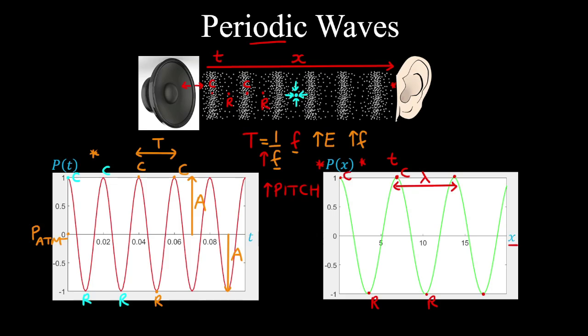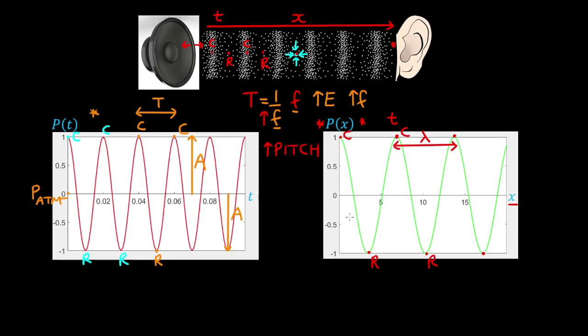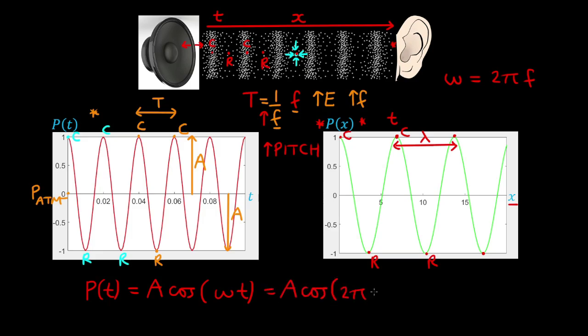Now a sinusoidal wave can be described by similar equations to a harmonic oscillator. For example, we may measure the displacement from equilibrium or the pressure at a specific location in the medium as a function of time, and that could be represented by a sinusoidal wave. So the pressure as a function of time is equal to the magnitude of the maximum pressure times cosine of omega t. Recall that omega for the harmonic oscillator, being the angular frequency, was equal to 2 pi times the frequency in hertz. So we can write this as A times cosine 2 pi f t.